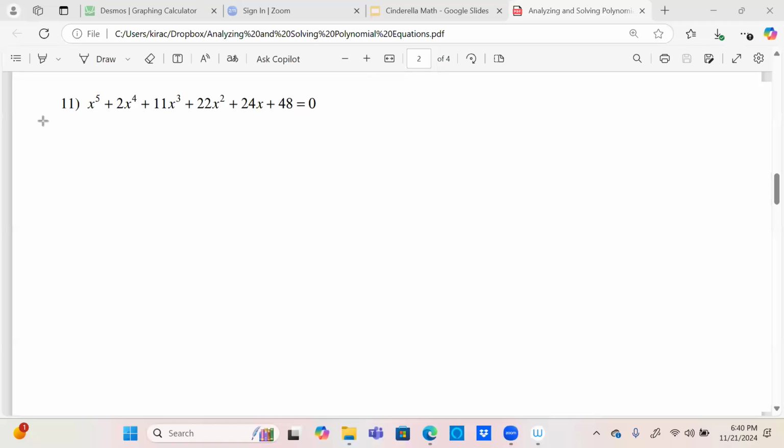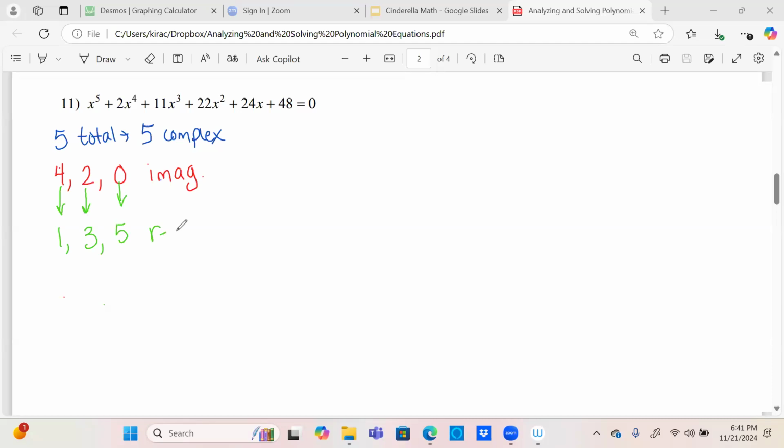Okay. Well, you're going to have 5 total answers. So 5 total. That's 5 complex. Go for the imaginary. So that would be any even. So the biggest even I can get in there is 4. Now decrease by even. So 2, 0. That's your imaginary situation. If it's 4 imaginary, that would leave 1 real because it needs to add to 5. If it's 2, that would leave 3. And if it's 0, that would leave 5 for your reals.